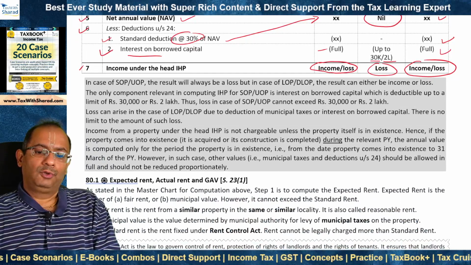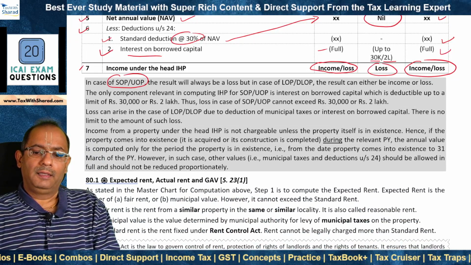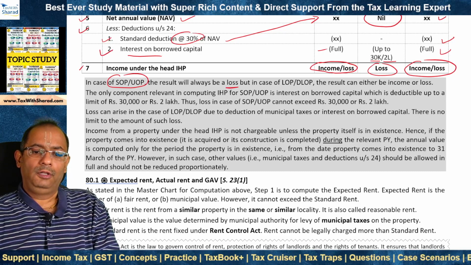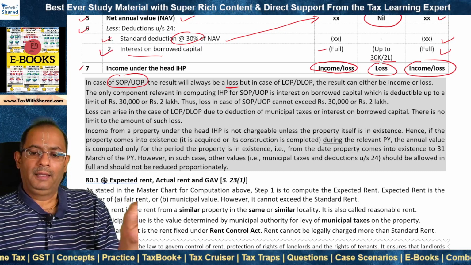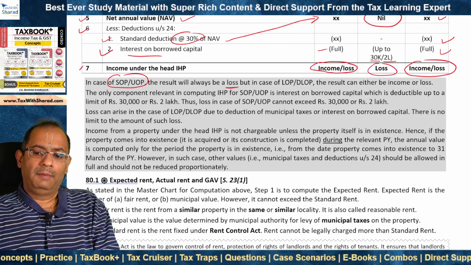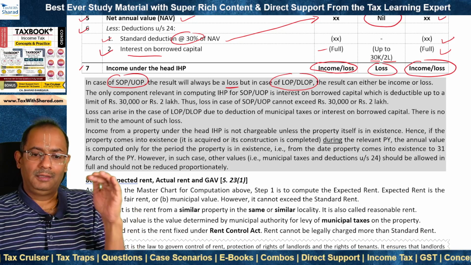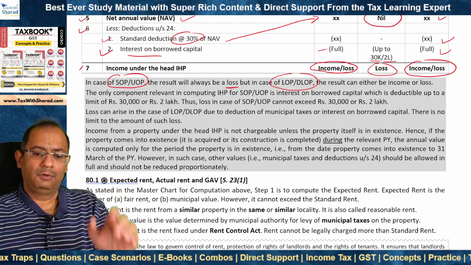In case of a SOP or UOP, the result will always be a loss because the deduction is only on account of interest on borrowed capital and NAV is taken as nil. But in case of LOP or DLOP, the result can either be income or loss because there is a positive NAV from which deductions are provided.